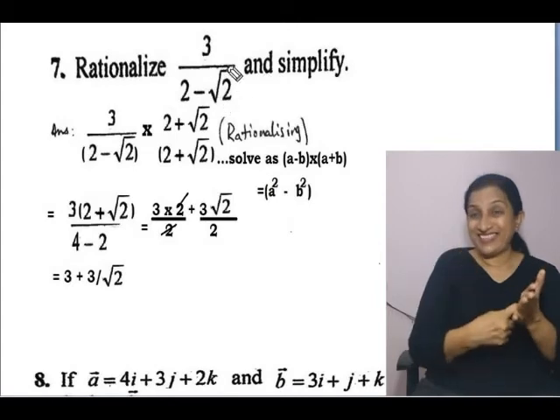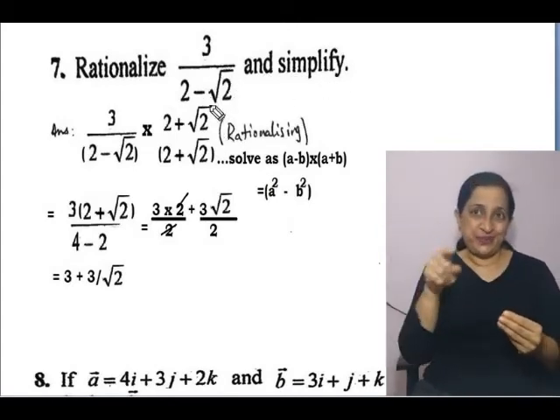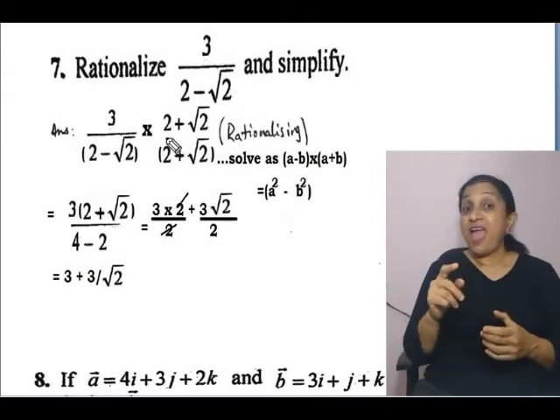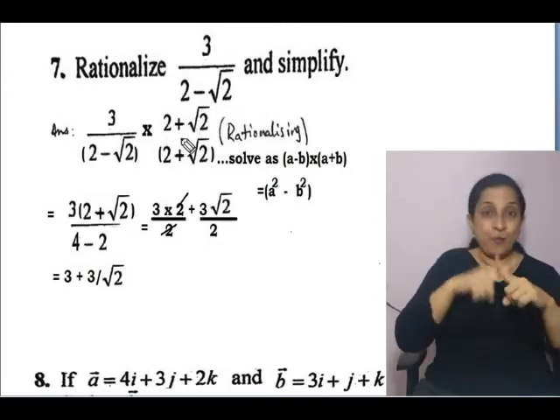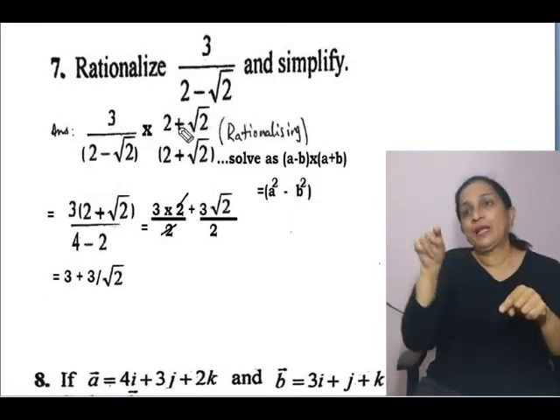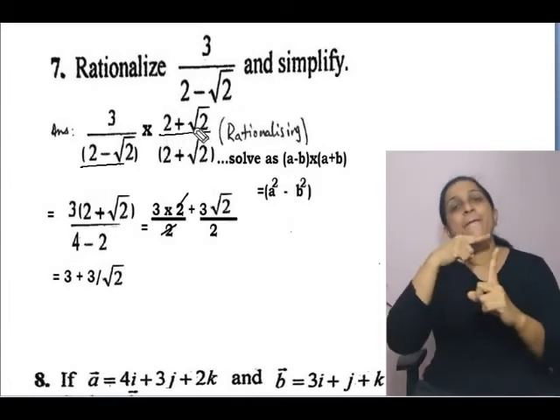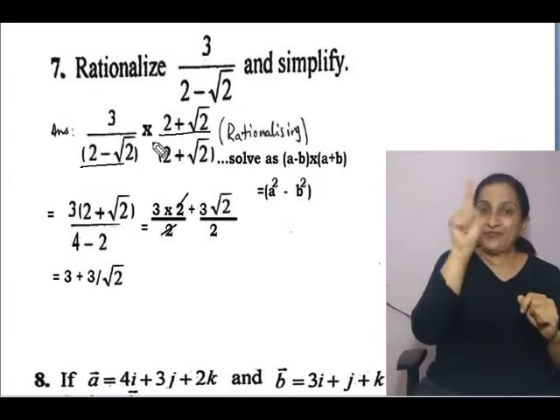Rationalize (3 minus 2) upon (3 divided by 2 minus root 2) and simplify. Whenever you want to rationalize, you always multiply and divide by the conjugate of this, that is, if it is minus, you have to multiply by plus. So same quantity minus, multiply by plus, this divided by this.